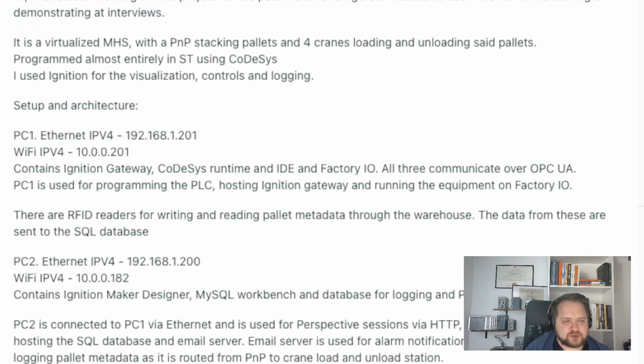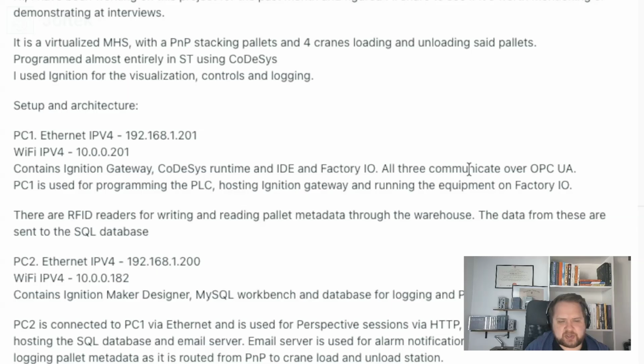It is a virtualized material handling system with a P&P stacking pallets and 4 cranes loading and unloading said pallets, programmed almost entirely in structured text using CODESYS. I used Ignition for the visualization, exactly as I thought, controls and logging. Set up an architecture, PC1, Ethernet IP," so he talks about IP addresses and how he basically deployed some of these applications.